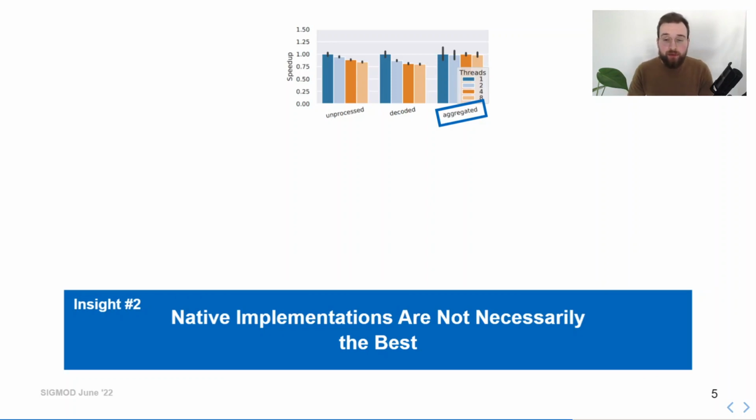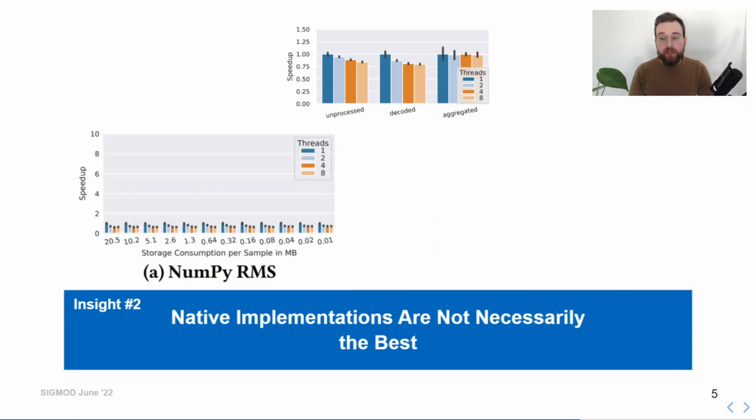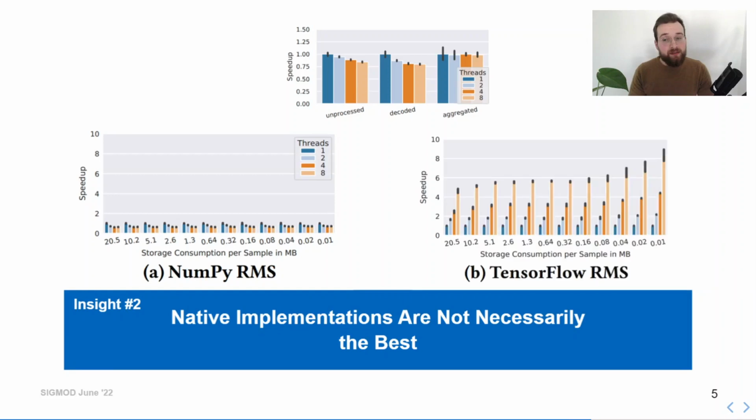So maybe this external function call outside of TensorFlow was somehow responsible for this performance. And to test this assumption, we generated a synthetic dataset of a total of 15 gigabytes and compared both the NumPy RMS implementation as well as the native TensorFlow one on the speedup. And on the x-axis of both plots, you see the different sample sizes of the synthetic dataset.